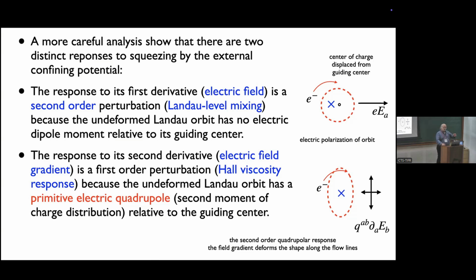It turns out to be a completely central and fundamental part of the fluid mechanics of quantum Hall systems. So there's a first order response to the gradient of the electric field, which will turn out to be the Hall viscosity response. There's also a second order response to the gradient of the electric field. It actually causes the shape of the orbit to get deformed and compressed along the direction of flow. This one just displaces the orbit without changing its shape. This one, the second order response here, changes the shape of the orbit around the edge.